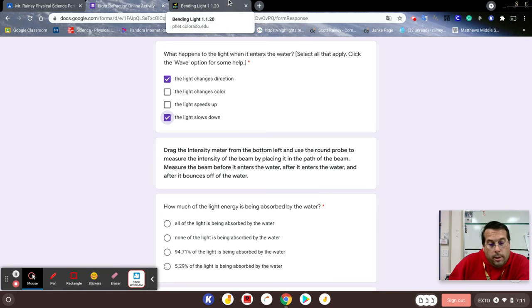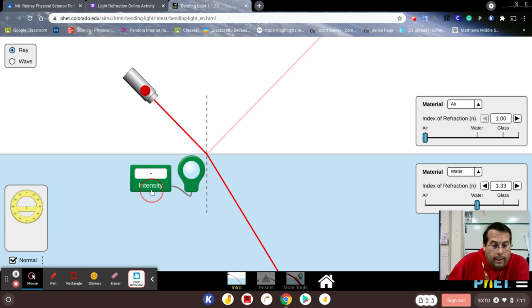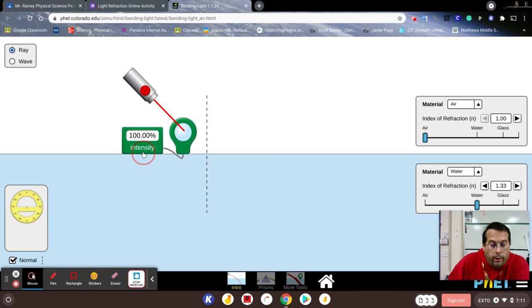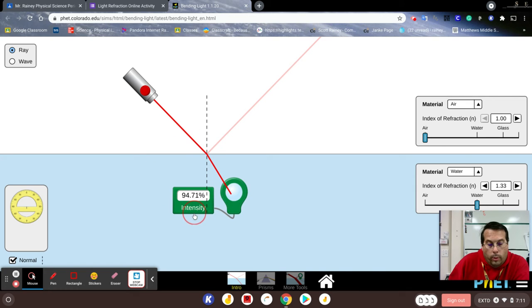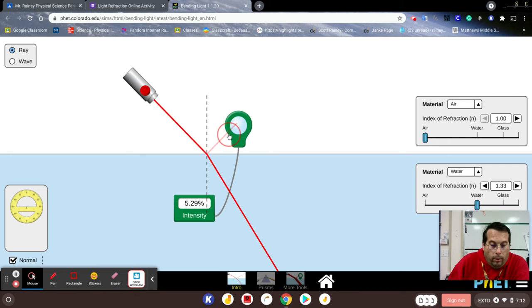Okay, now we can use this intensity meter and measure what the light intensity is. When we're up here, we have 100% of our intensity from the laser beam. When we go into the water, we see it goes down to 94.71%. So the fact that this is being reflected, this is not that different an amount. Well, I guess it is.